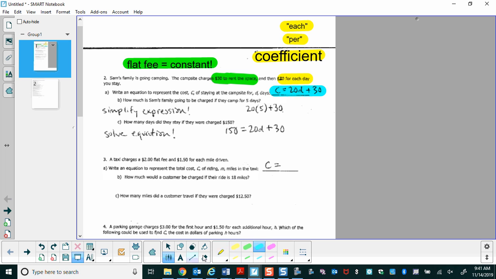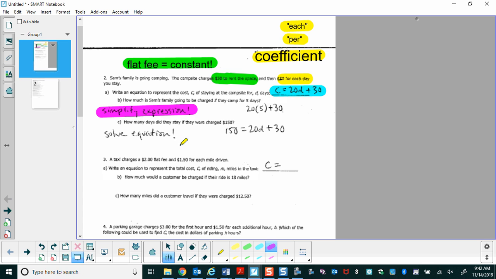And for 2b here, I wanted to remind you guys that we are simplifying an expression. We have all of the parts when answering this question. We know how much it is per day, we know how much it costs to rent the space, and we know how many days they're staying. So this is a numerical expression that we're about to simplify. If they stay for 5 days, 5 times 20 is 100, and it would be $130 total, okay?